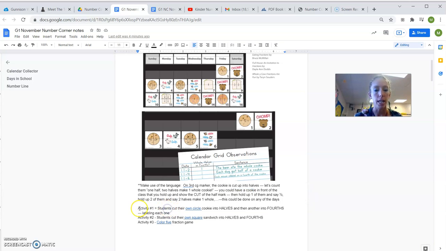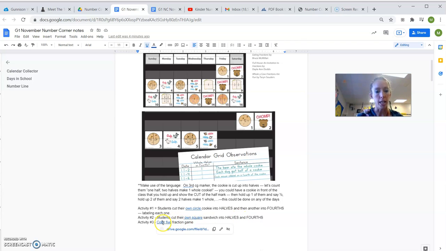Students, for any activities that you want to do with them, you could have them cutting up their own halves and fourths and labeling each one, putting 1/2 on each side of the half cookies. The square sandwiches, they could do it themselves one time.